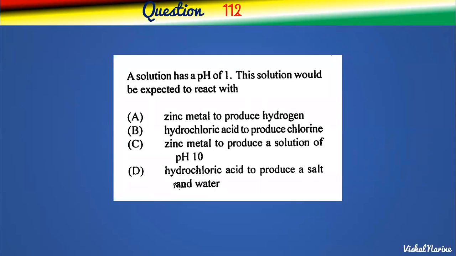A solution has a pH of 1, so we know this is an acidic solution. This solution will be expected to react with zinc metal to produce hydrogen. So this answer is actually correct. If you read through the options, they don't really make sense. Acid plus hydrochloric acid to produce chlorine? Now, acid plus metal to produce a solution of pH 10? No. And acid reacting with hydrochloric acid produces salt and water? Again, no.